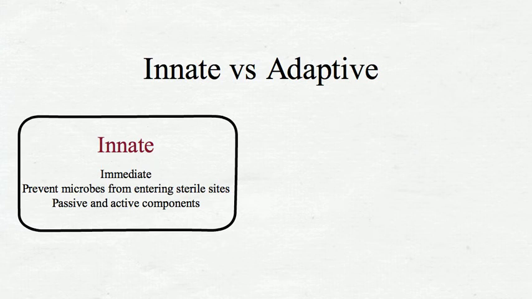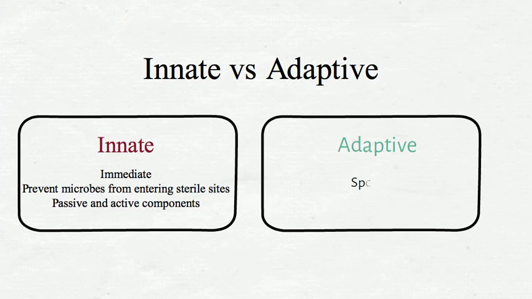The adaptive immune response is not as immediate, but it is more specific and has the ability to recognize a vast amount of non-self molecules. One of the major effectors of adaptive immunity is the antibody.